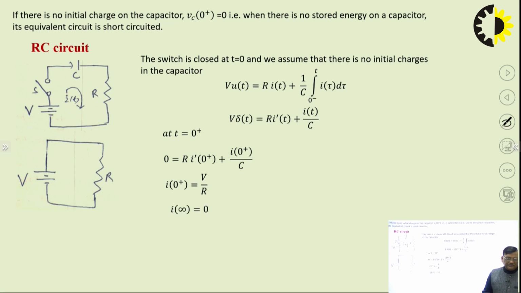And I infinite is 0, because at t equal to infinity the capacitor behaves as an open circuit. So, when the capacitor is open, the circuit is open, so I infinite is 0. This way we can find the initial currents or final currents through an RC circuit.